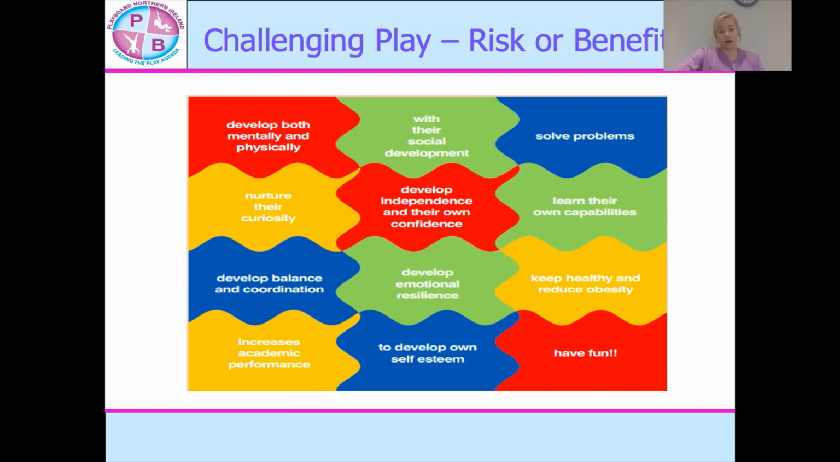So here on the screen is just a few benefits of risky play. For example, if a child was outside climbing a tree, they would be developing their own self-esteem, learning their own capabilities. So do I get a wee bit higher, or should I go back down now because I'm too high? You know, things like that. That's nurturing their curiosity. They're developing their balance and coordination. All the things that can be seen on the screen, the risk-benefit assessment, you'll see that in children's play in your setting as well.